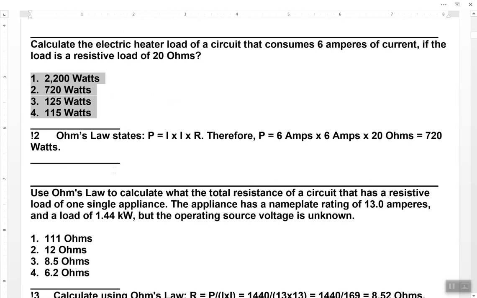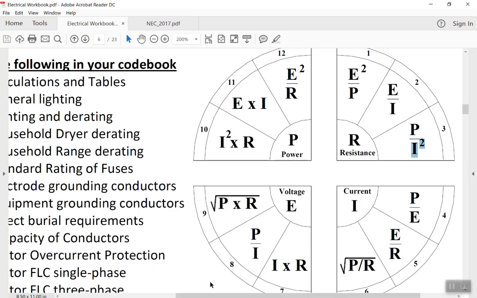So we're looking for power, and this time we're given ampacity and we're given resistance, right? So there's a formula for that. Power is equal to I squared times R. They're right there on the screen, as well in your formula wheel. Wouldn't it be formula number 10 over here? Sure, formula number 10. I squared times R gives us power, right?